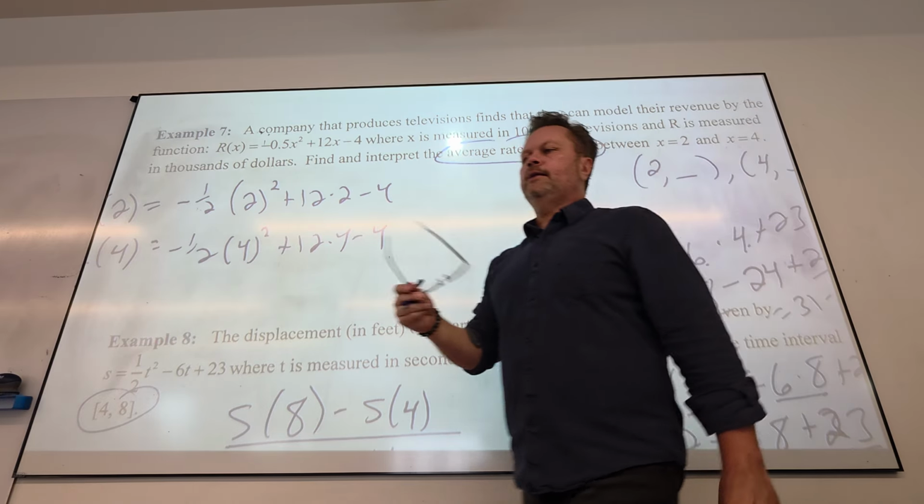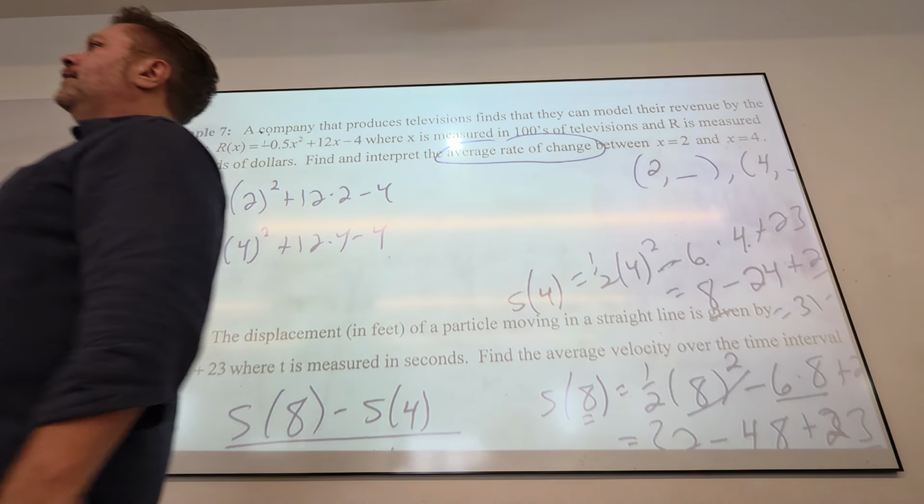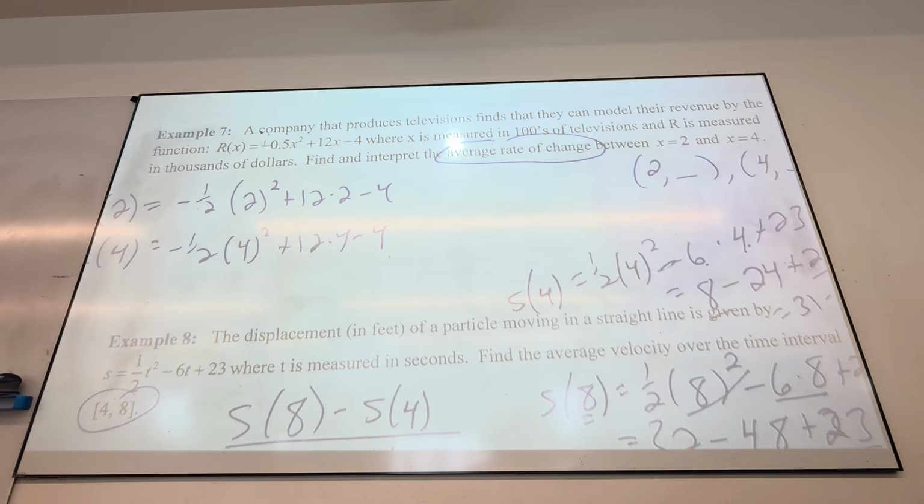So really, I need you to notice something. All we're really doing is for given x's, we're figuring out the y's, and then we're finding the slope. That's really what average rate of change is. It's the difference in the outputs, so the difference in the y's, divided by the difference in the inputs, the x's.